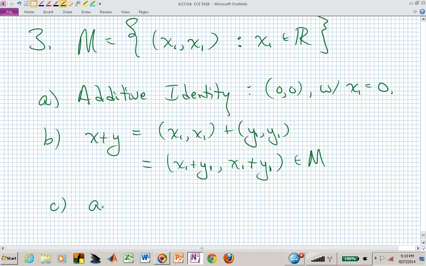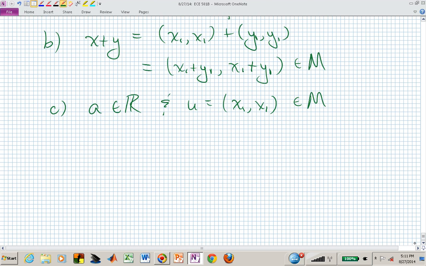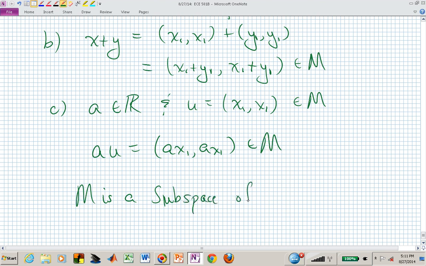And finally, A being some real number from our field of real numbers, and U being, let's say, x1, x1, then AU is A x1, A x1, and that belongs to M. M is a subspace of V.